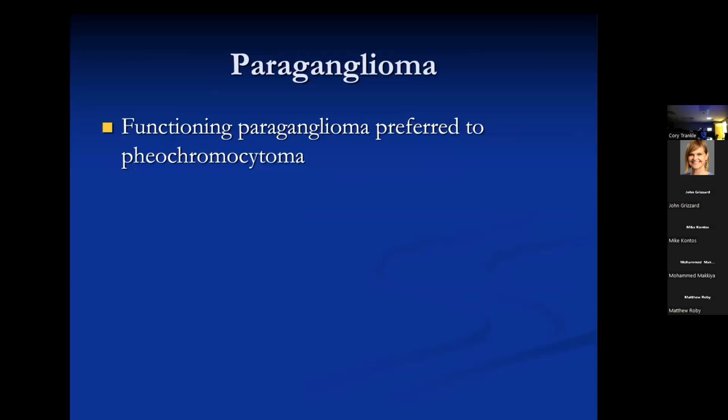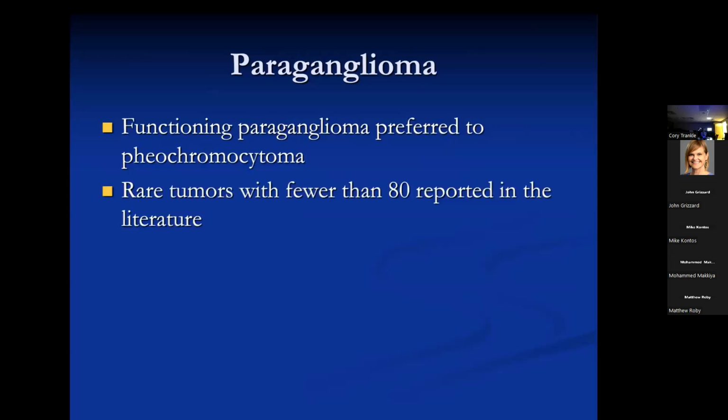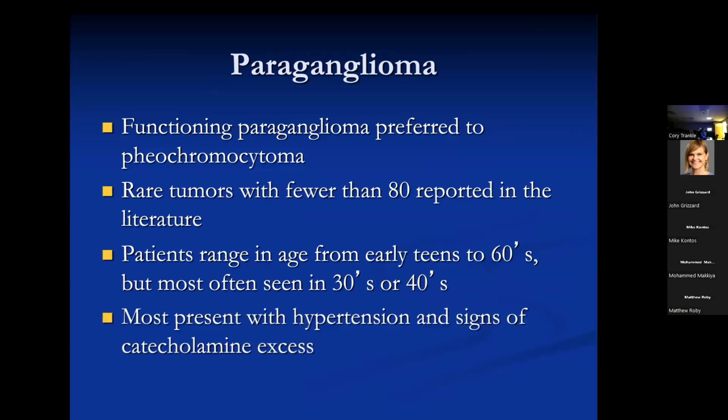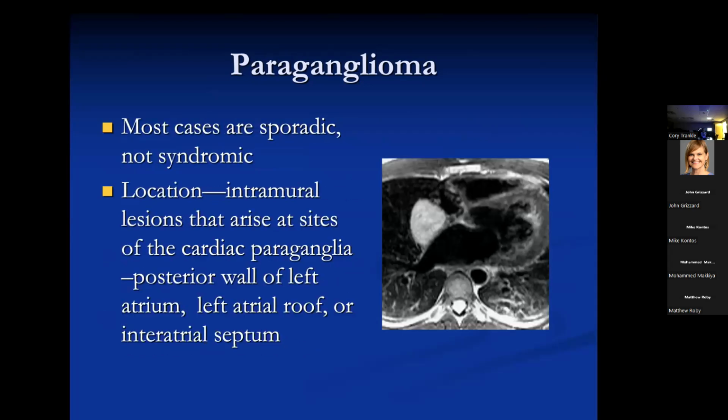Paraganglioma is what we were just looking at, and they're rare tumors. Typically, people say there are fewer than 80. I think there must be more than that by now because they keep getting reported. The mean age is in the 30s and 40s. Many of these are functional, and therefore they present with hypertension and signs of catecholamine excess.